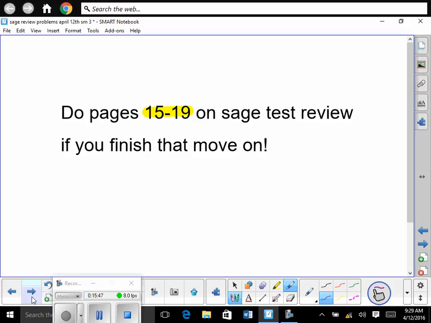Yep. Okay, this is what pages you should be working on, 15 through 19. You should be up to there.